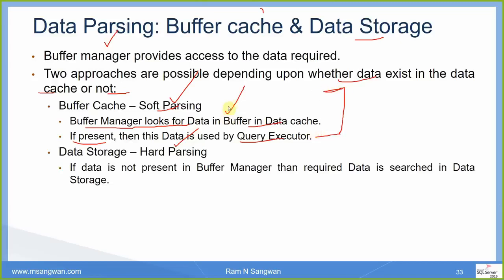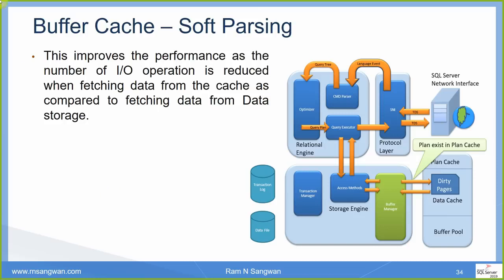So when we say miss, it means it's not there in the cache, so we have to do the hard parsing, which means we have to get the data from the disk. If the data is not present in the buffer manager, then the required data is searched in the data storage. That is called hard parsing. So what is soft parsing? Let's understand the same thing.